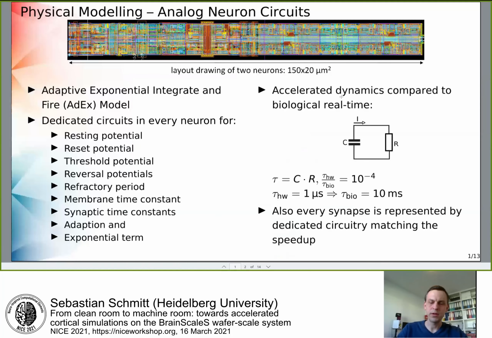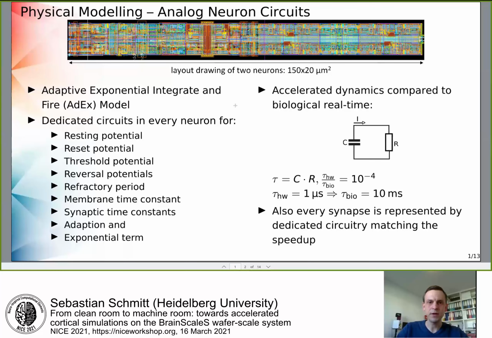So let me still refresh your knowledge on what we call physical modeling of analog neuron circuits, which is at the heart of all the BrainScaleS neuromorphic systems we are building in Heidelberg. And this is the idea that every neuron and every synapse has a counterpart on the neuromorphic system, a physical model. Here at the top, you see a layout drawing of two neurons, very small, micrometer size, and they implement the adaptive exponential integrate-and-fire model.